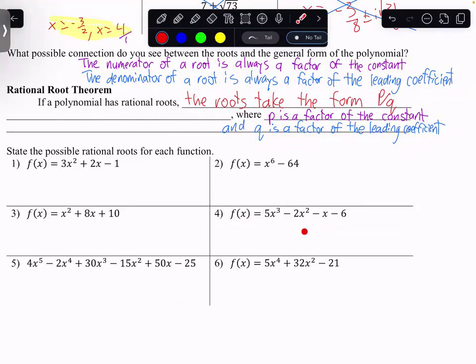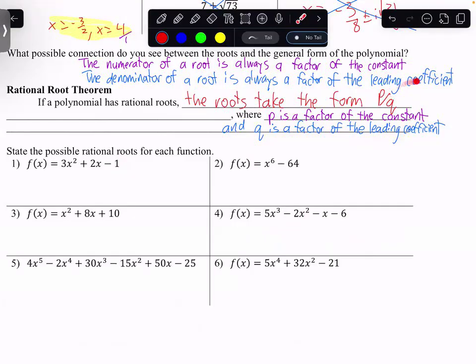Like, is it 1? Is it 2? Is it 3? Is it 5, 6? Is it 72 over 8? Well, luckily, we now have this rational root theorem. So there's actually not as many possibilities as you might think. Okay, so let's go ahead and look at problem 4 together. For the function f of x equals 5x cubed minus 2x squared minus x minus 6. One skill we want to build is to just list the possible rational roots. Not all of the things we're going to list will actually be roots, but we want to make as many options as we can so that we know what to try.